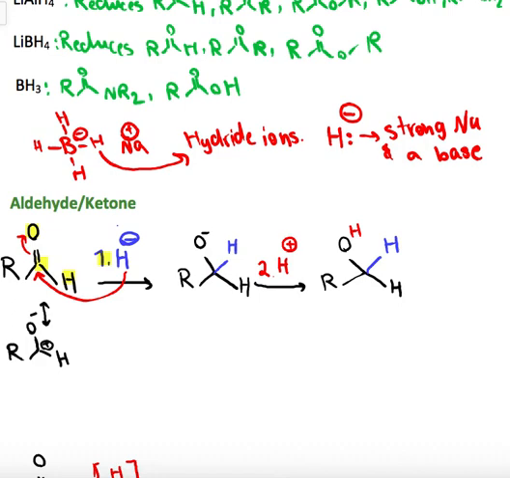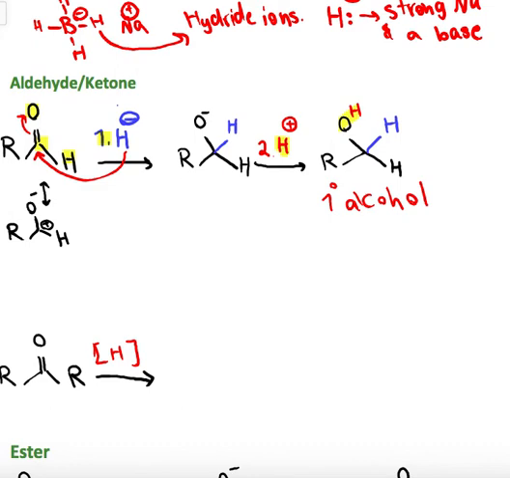Now in the second step, all we're doing is using acid quench, so hydrogen plus, and what we're doing is to protonate that oxygen to give us alcohol. And you can see that this is a primary alcohol. So starting from aldehyde, we get primary alcohol if we reduce it.